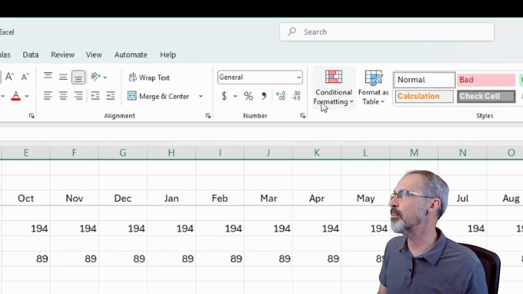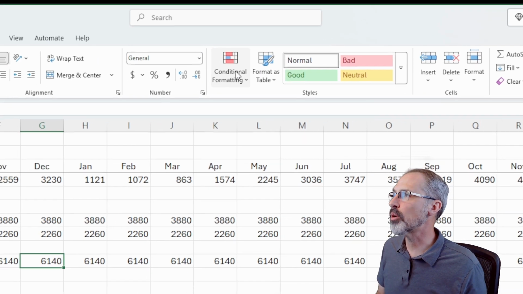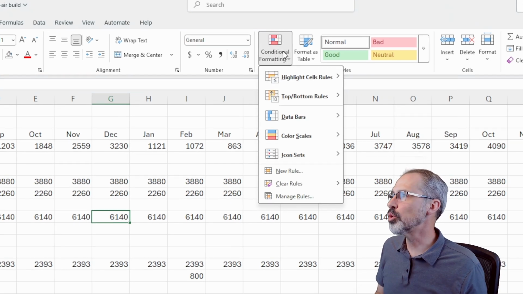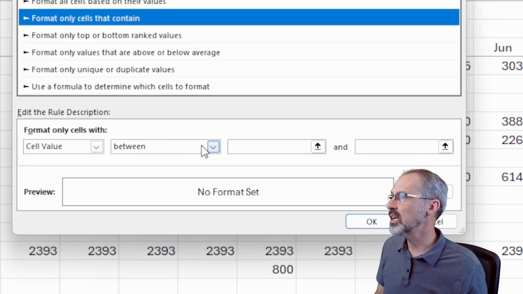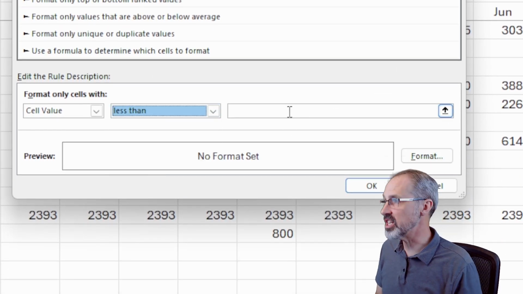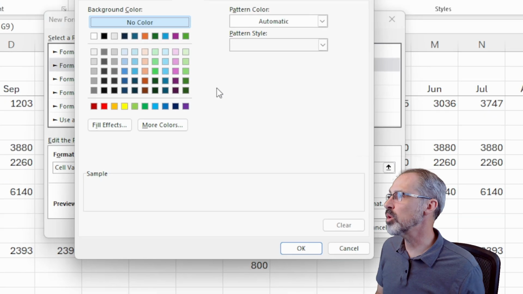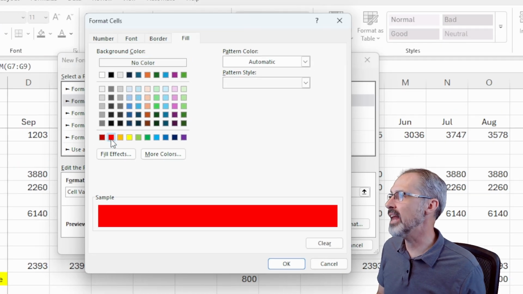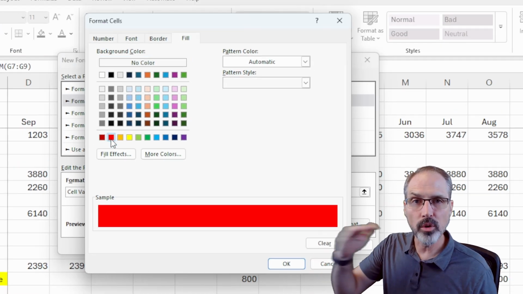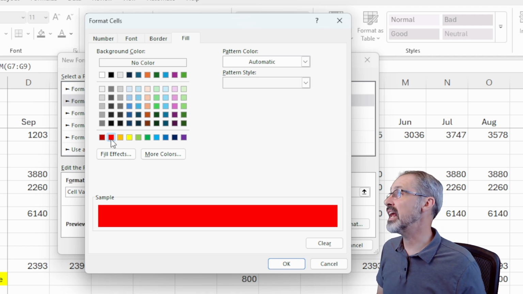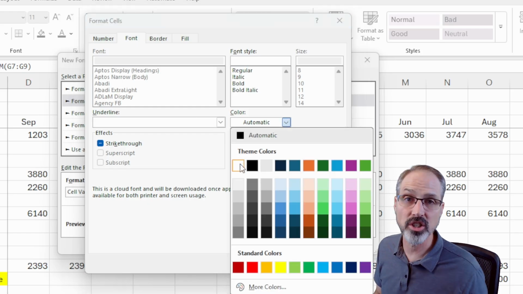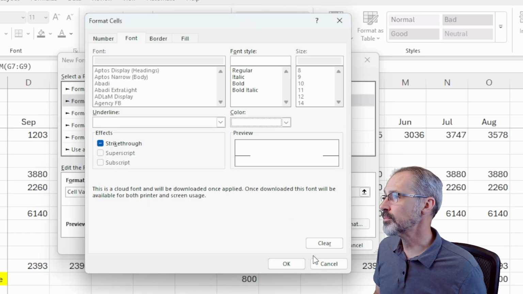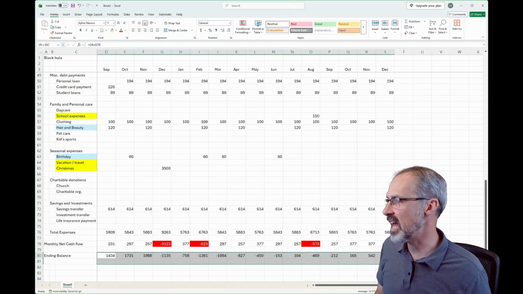So what we're going to do is come back up here. We're going to hit the conditional formatting, and we're going to do a new rule. Format only cells that are less than 0. And what we want to do is format that cell so that it's red. It pops out anytime we fall into a negative in any one month. And because it's red, it might be hard to see the numbers, so we want to change the font to white. All right, let's do the same thing for this ending balance.